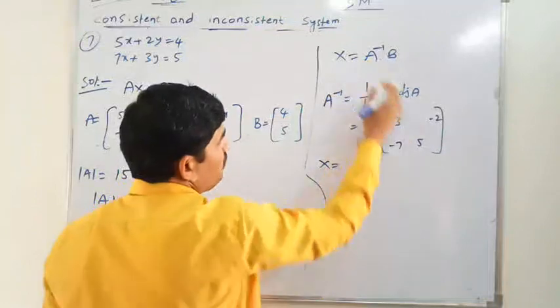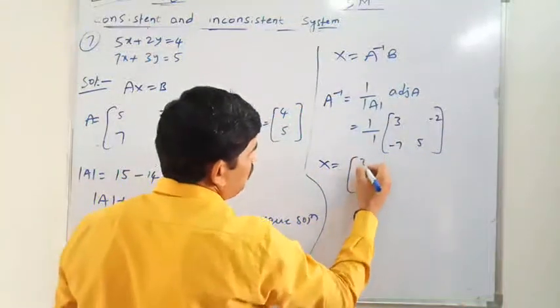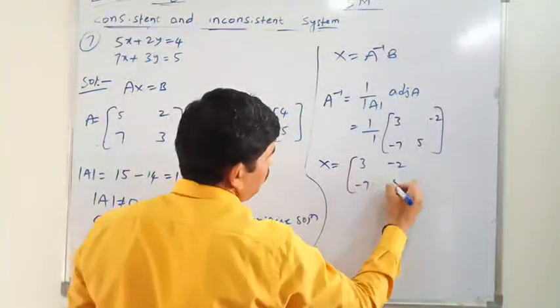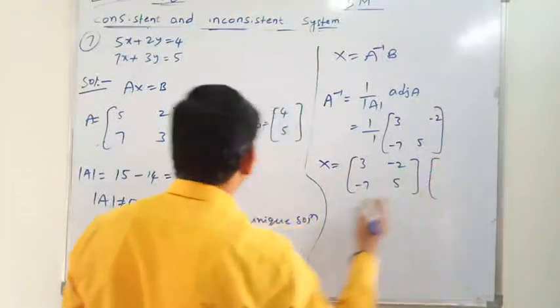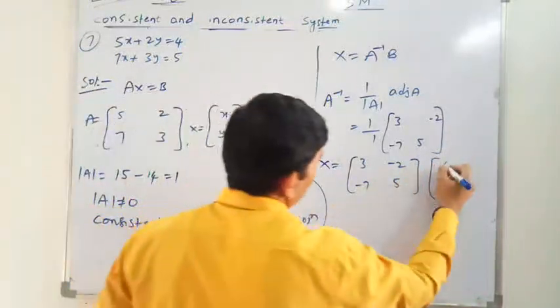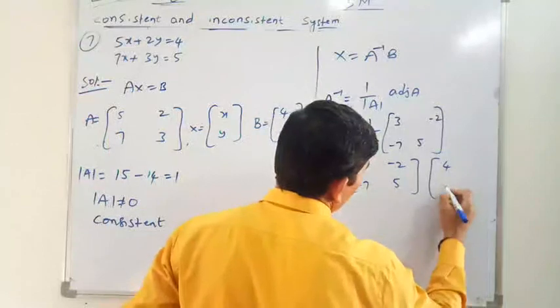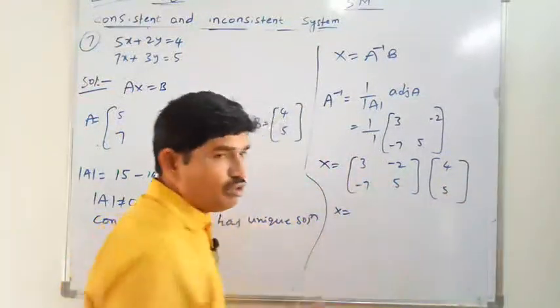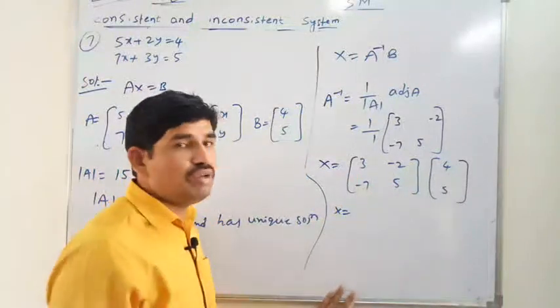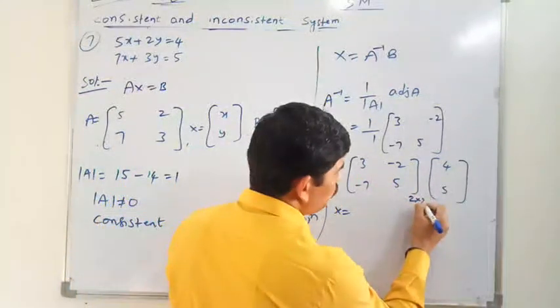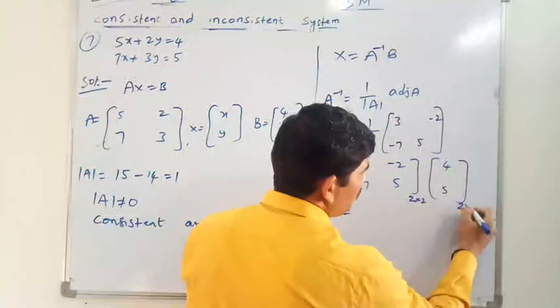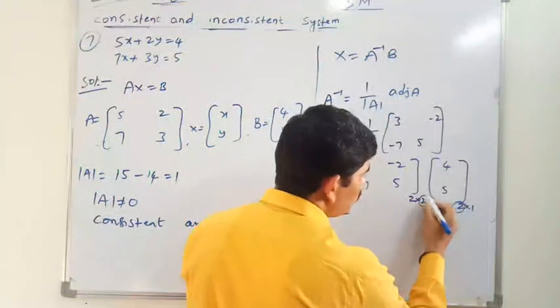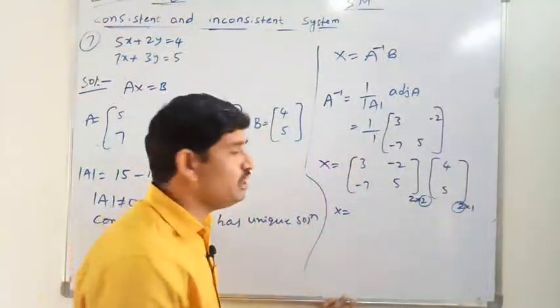X is equal to, in place of A inverse, write 3, minus 2, minus 7, 5. And the B matrix is 4 and 5. It is a very simple question. Now we know how to multiply two matrices. When multiplying two matrices, remember this is 2 by 2 and this is 2 by 1, because these two places should be equal. This is the multiplication rule.